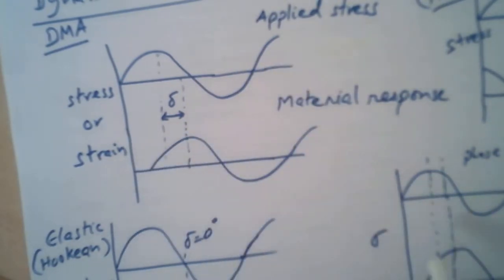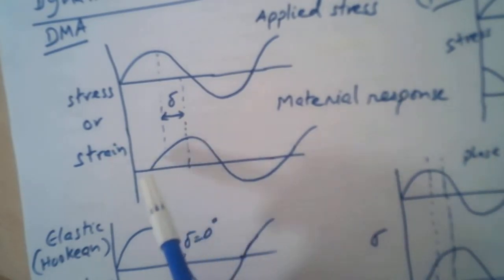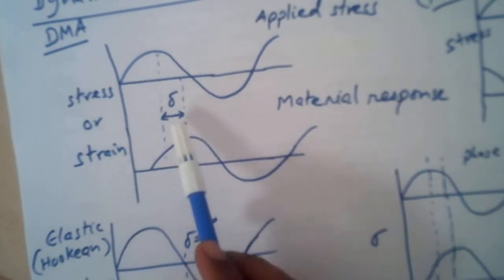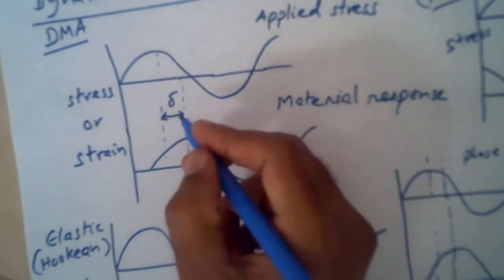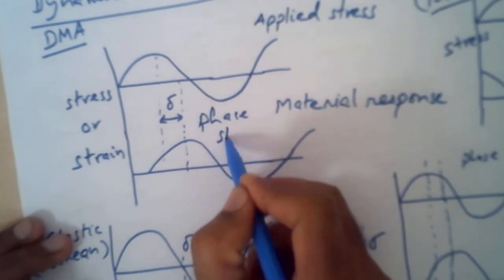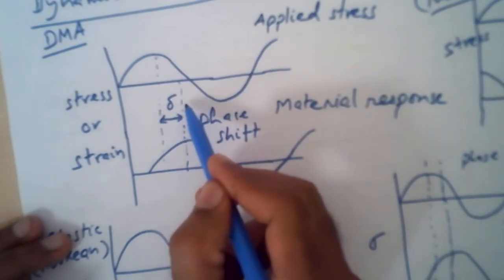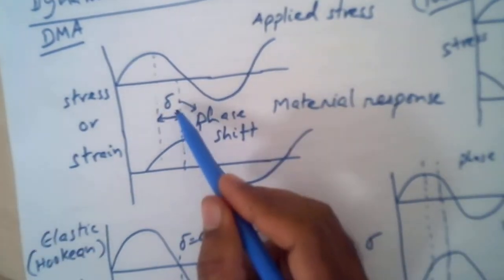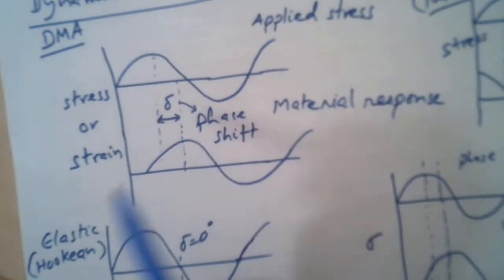Why does this happen? Mainly because of viscoelasticity. We are coming to the viscoelasticity in short. So you will see there is a phase shift between these two curves, which is represented by delta. And this material response is mainly because of viscoelasticity. We'll come to that.